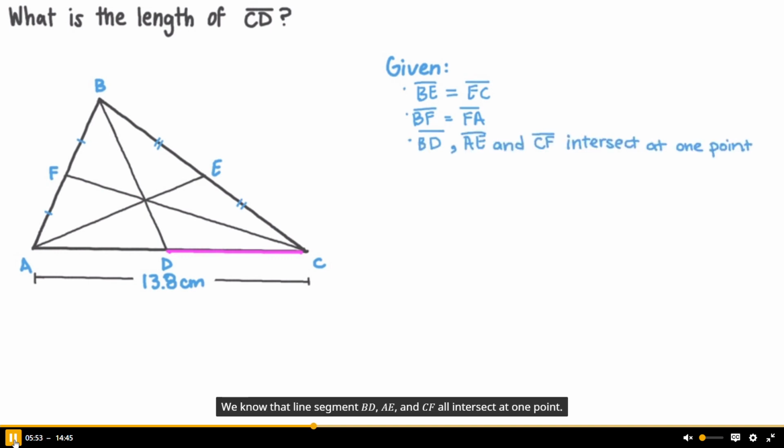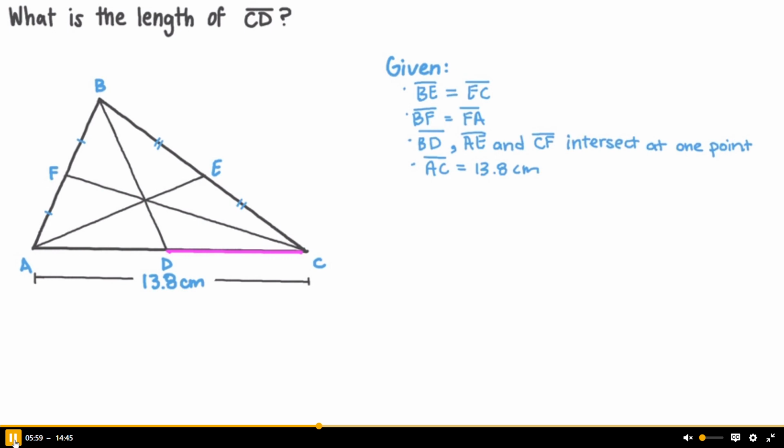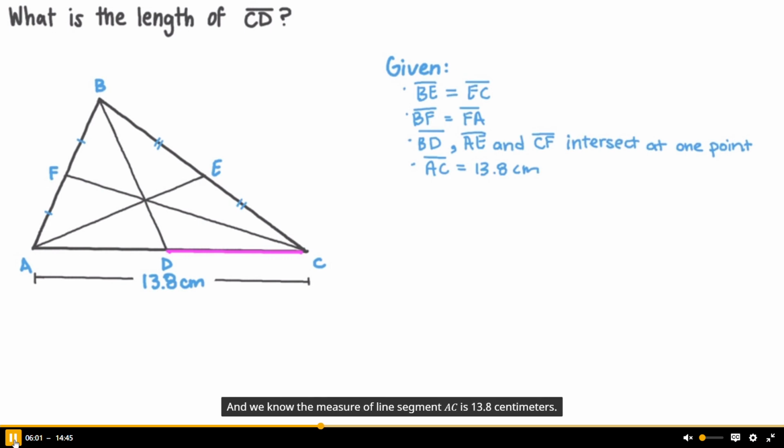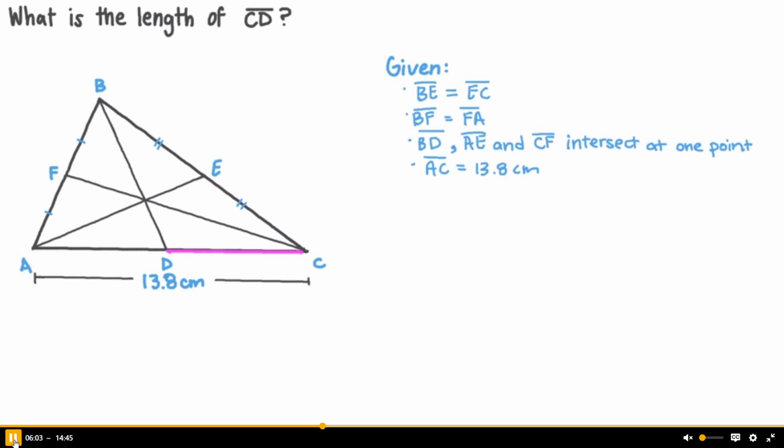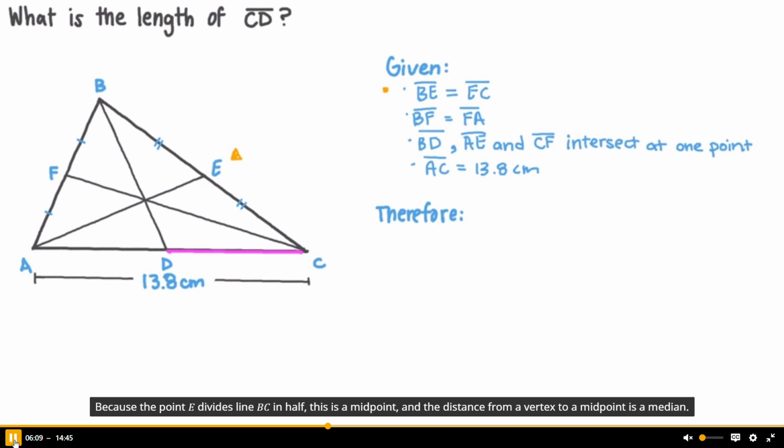We know that line segments BD, AE, and CF all intersect at one point. And we know the measure of line segment AC is 13.8 centimeters. What can we say based on this information? Because the point E divides line BC in half, this midpoint and the distance from the vertex to the midpoint is a median.